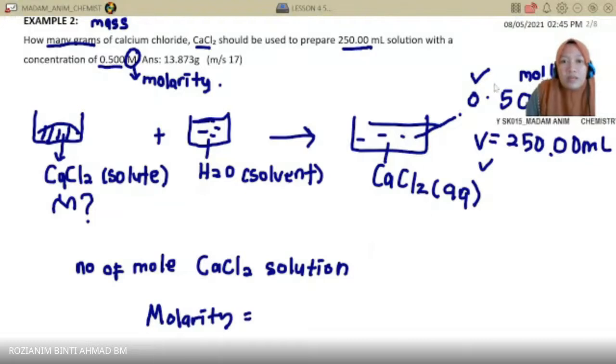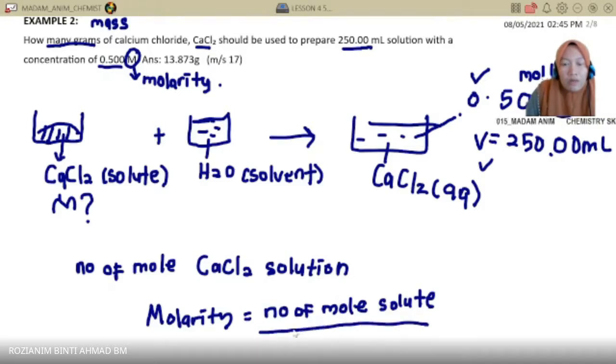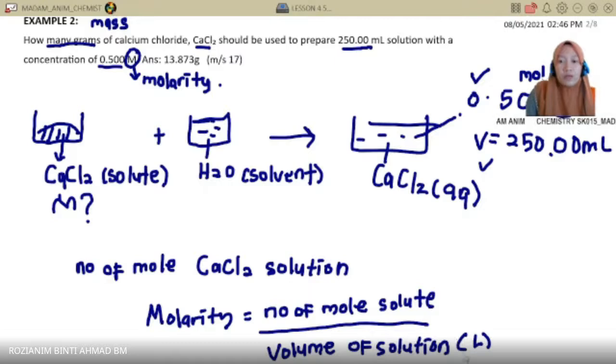Kenapa kita ambil molarity? Sebab the data given is M capital letter. So this belongs to the concept of molarity. So molarity is the number of mole solute dissolved in 1 liter volume of solution. Okay, so remember when you write the formula, the unit of liter here is compulsory.